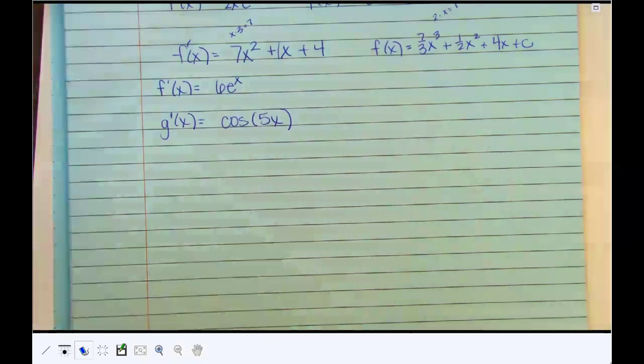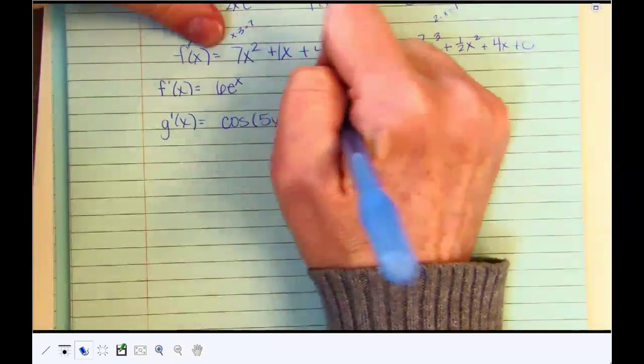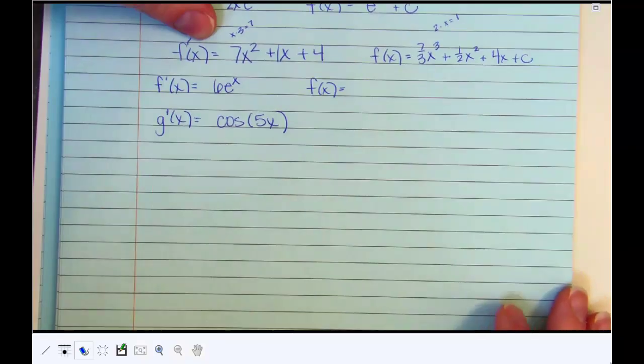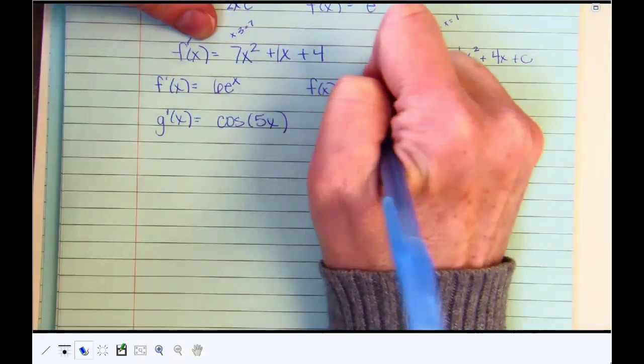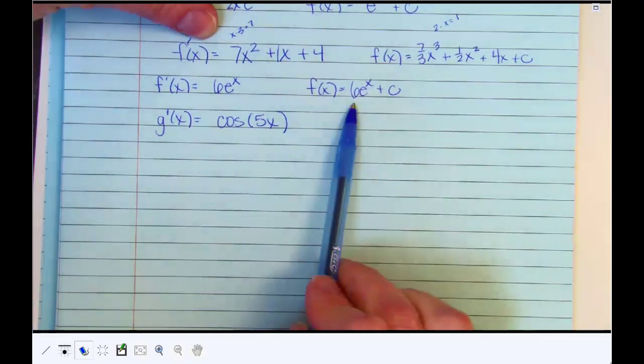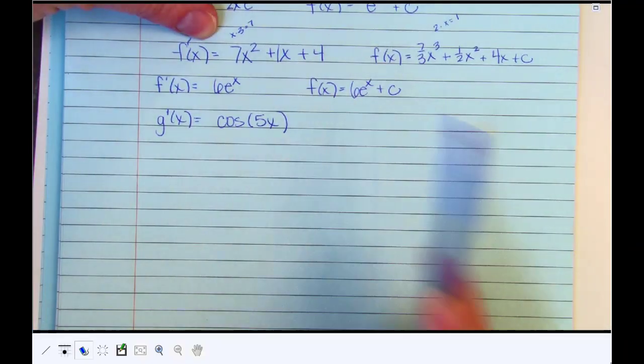Okay. Tell me, what's F? What's the antiderivative of F prime here? 6e to the x. Yeah. Plus C. Oh, that's what I think. Okay. This 6, well, we'll talk about it in a second.